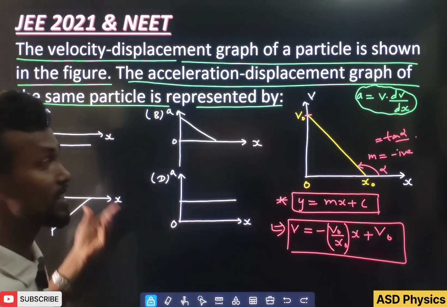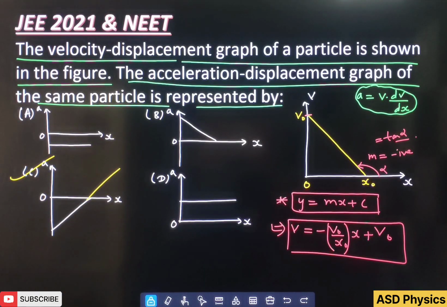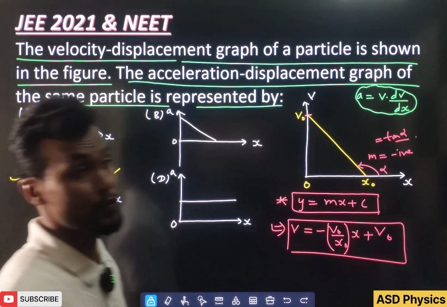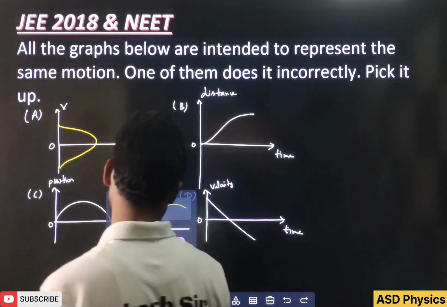If we see, only option C is matching with this kind of graph. You only have to extend it somewhat like this. Okay, students, I hope this question is also very clear to you. Great, because the velocity versus position graph is there.